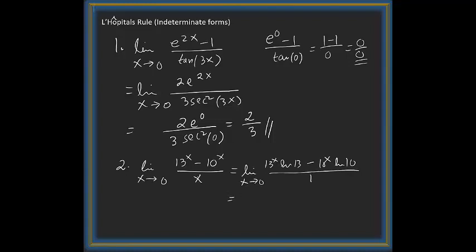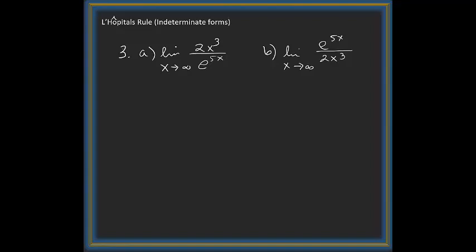Now again, if you plug in x equals 0 here, 13 to the 0 is 1, so you get natural log of 13 minus, 10 to the 0 is 1, natural log of 10. You can leave your answer like this, or if you are interested in applying logarithmic properties, then you can say natural log of 13 over 10, or simply natural log of 1.3. We are done with the second one. We'll take more examples.